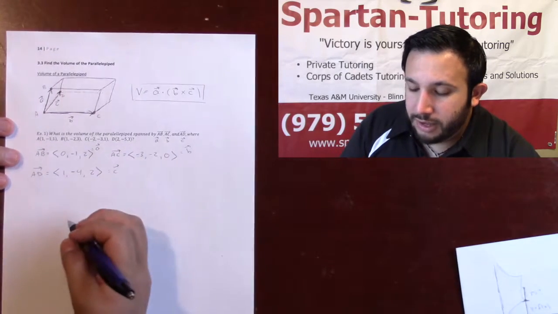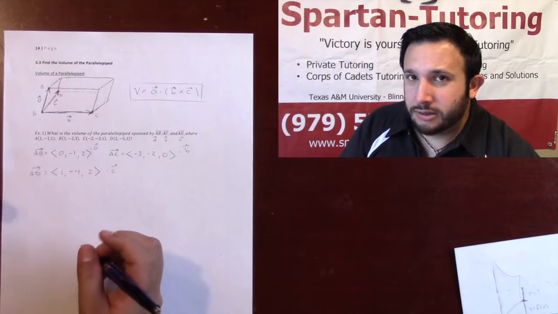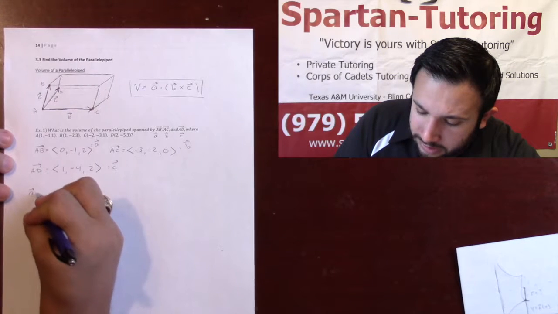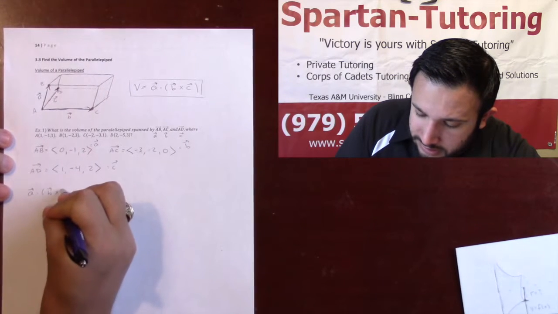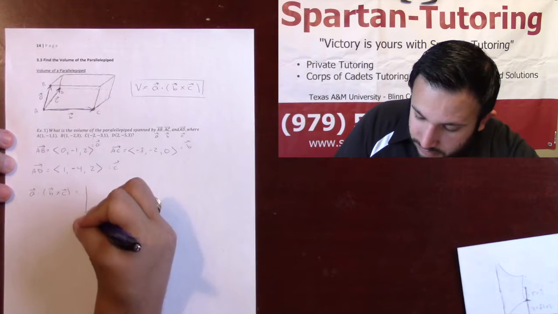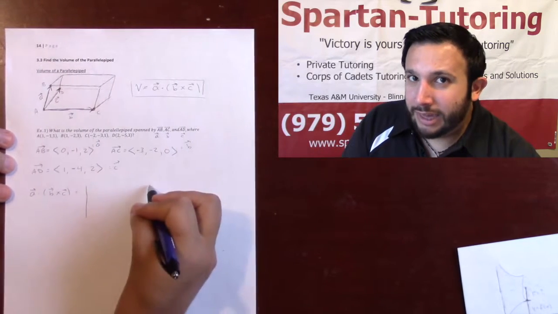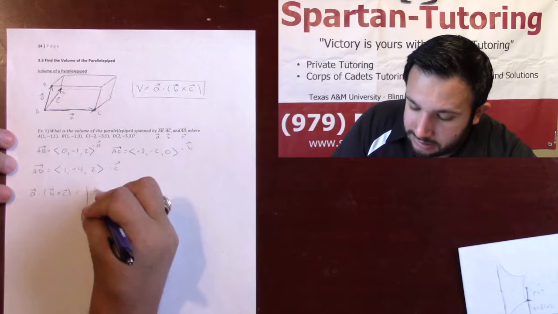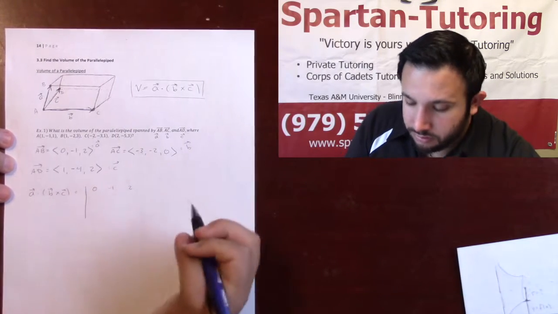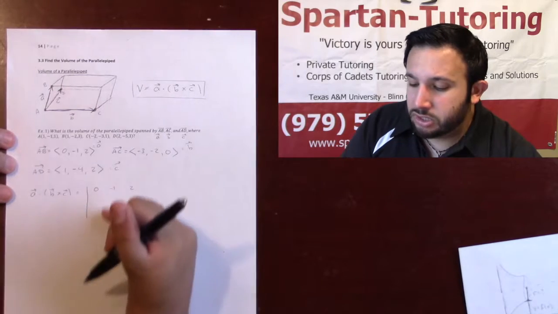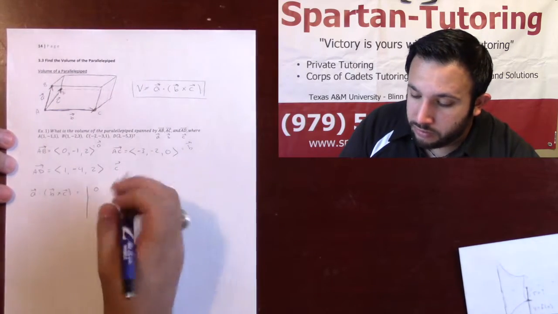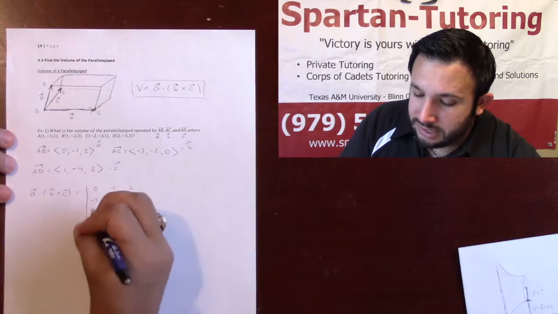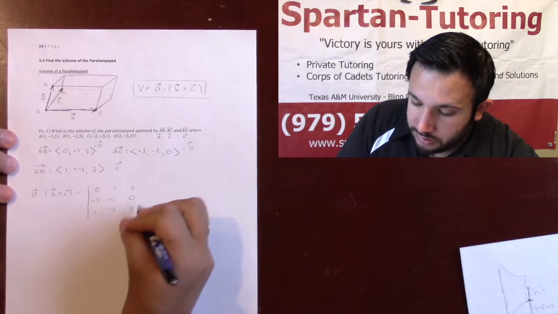I'll show you a little shortcut as to how to find A dotted with B cross C in one quick step. If I want to do A dotted with B cross C, instead of writing I, J, K at the top, you're actually going to write your vector A at the top. Your vector A is 0, -1, 2. Then you just do B and C just like you would with a normal cross product. So you write your vector B, it's -3, -2, 0. And you write your vector C, that's 1, -4, 2.